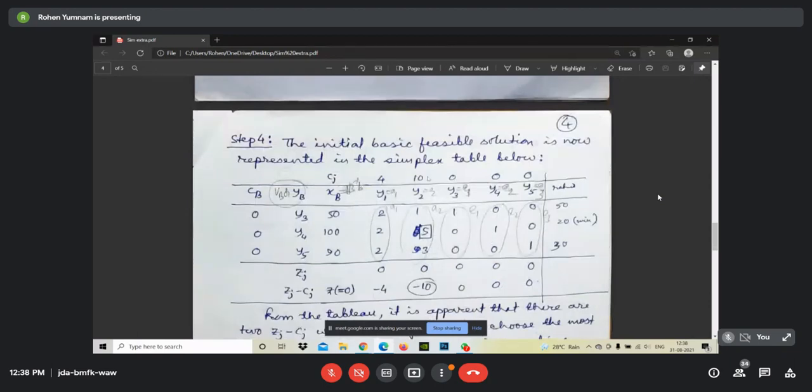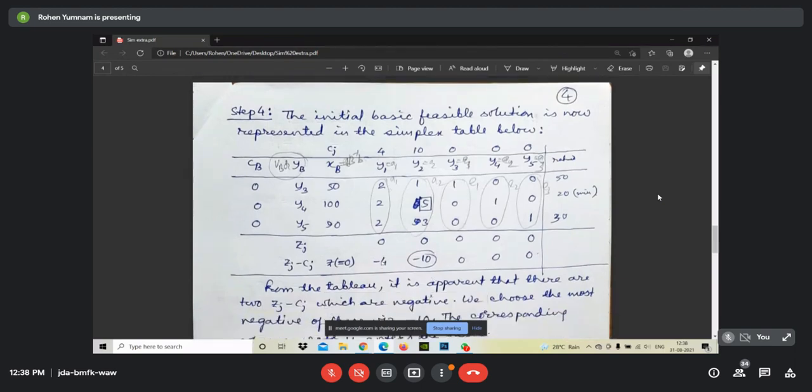Cj values 4, 10, 0, 0 replace, and XB values are given. And Y1 values are this, Y2s are this, Y3 this, Y4 this, Y5 this, and CB is this. And what is Z here? Z means you multiply CB with XB, then it will be 0 into 50 plus 0 into 100 plus 0 into 90, that will be 0. And for this value, you have to multiply CB with Y1. That means 0 into 2, 0. 0 into 2, 0. 0 into 2, 0. Minus 4. That becomes minus 4. Likewise, next is minus 10, 0, 0. It is coming like this.